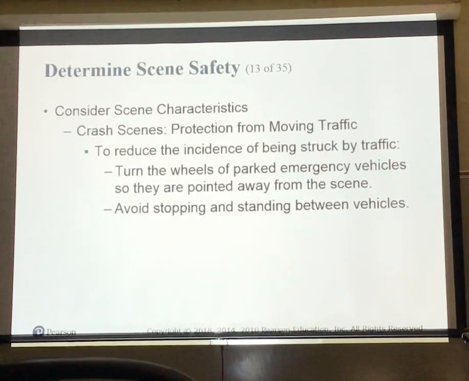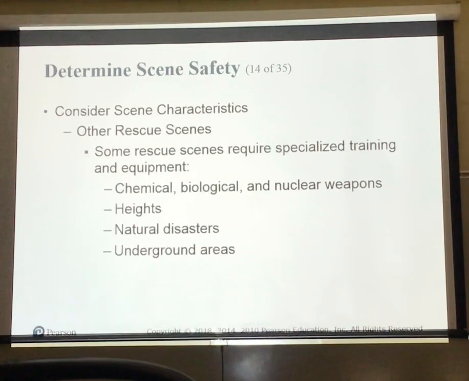Turn the wheels of parked emergency vehicles so that they are pointed away from the scene, alright? And avoid stopping and standing between vehicles. Why do we not stop and stand between vehicles? In case it gets hit, okay? And wear your safety vest.